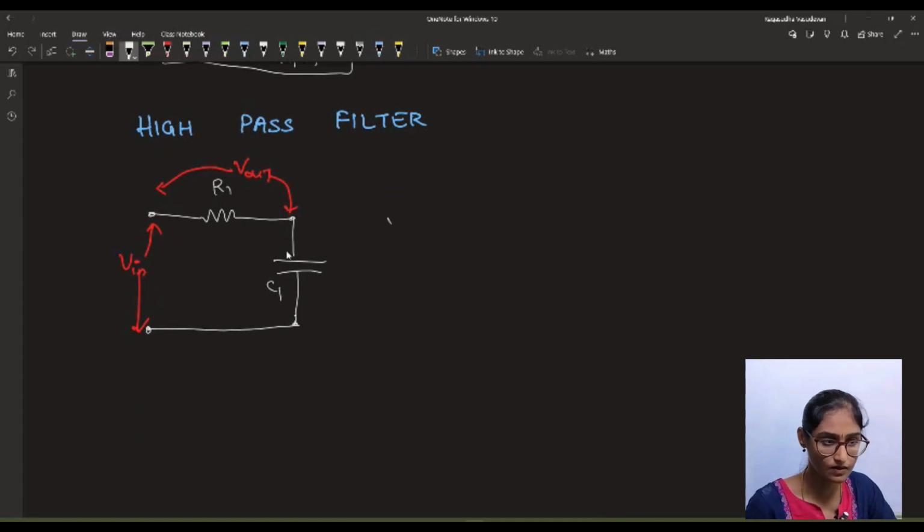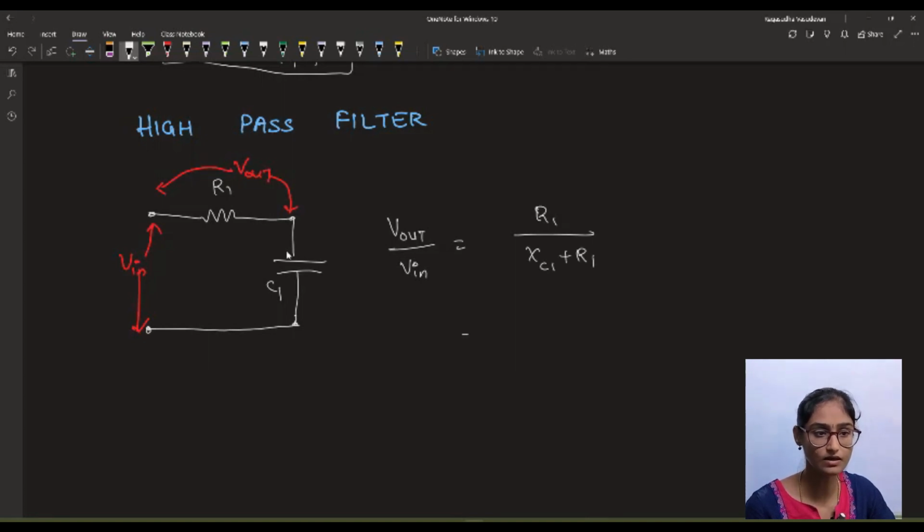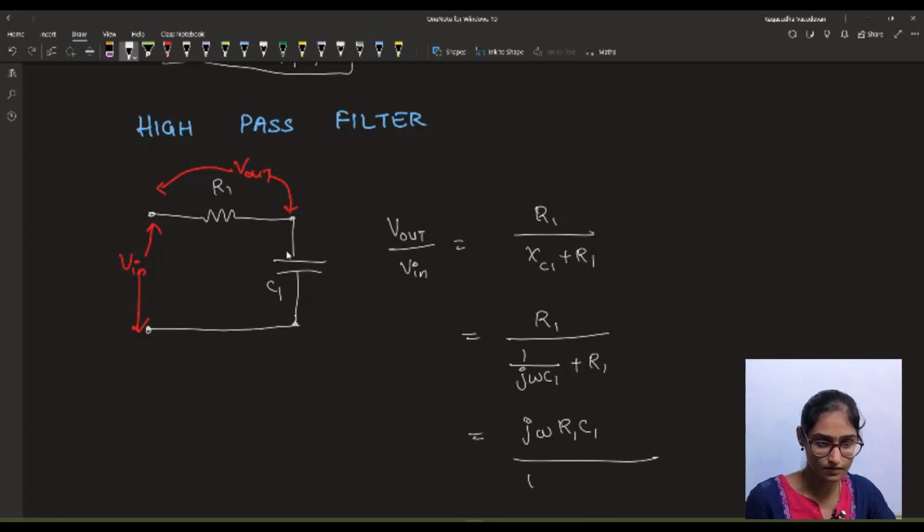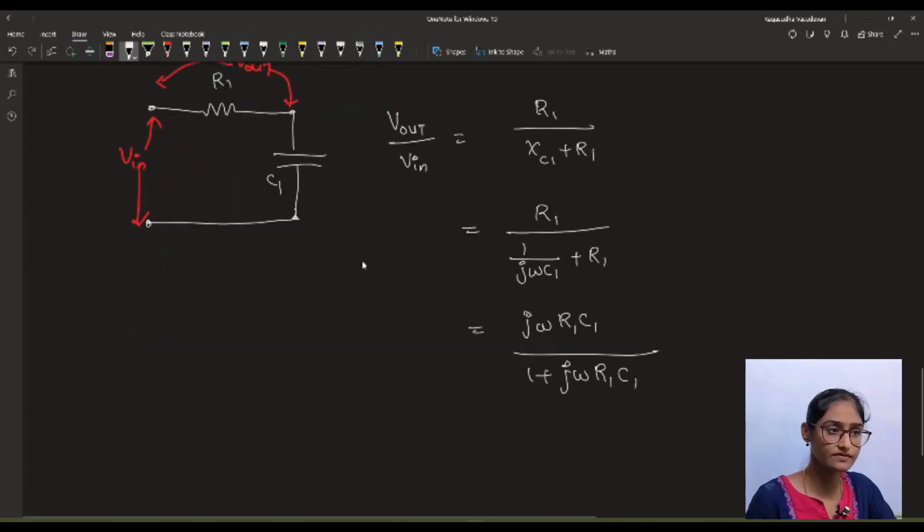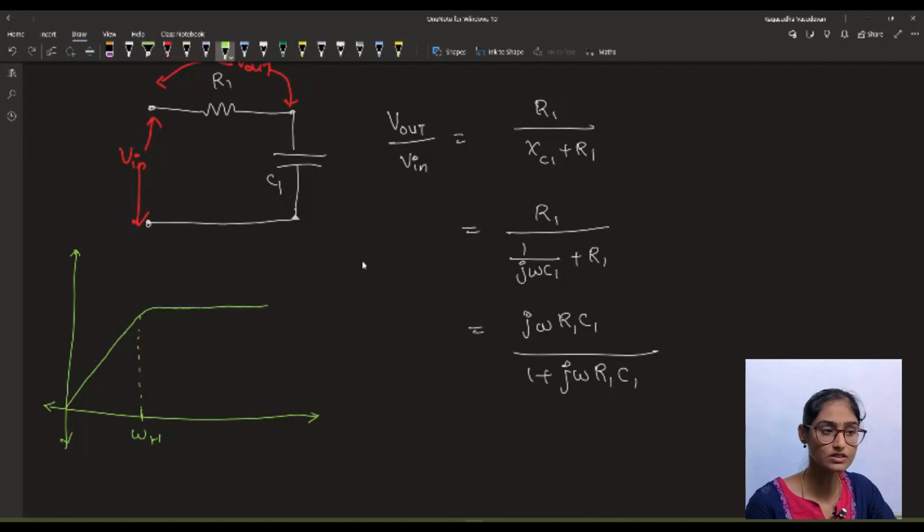In the same way, what is V out by V in? V out by V in will be the voltage component across this resistance, which is R1 divided by XC1 plus R1. Okay, what is this? R1 divided by 1 by j omega C1 plus R1. So if we simplify this, we will be getting j omega R1 into C1 divided by 1 plus j omega R1 into C1.